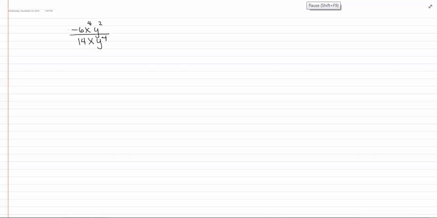In working this exponential problem, you'll want to treat it as three separate problems or three separate fractions. First, reduce the fraction -6/14. Each is divisible by 2, so that's going to be -3, and then 2 goes into 14 7 times. So -3/7 is -6/14 reduced.